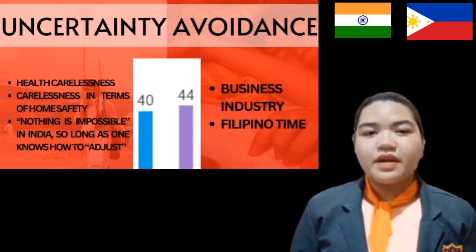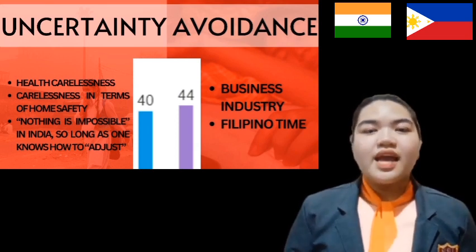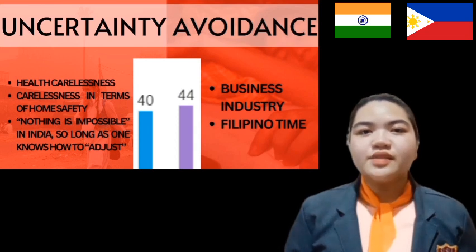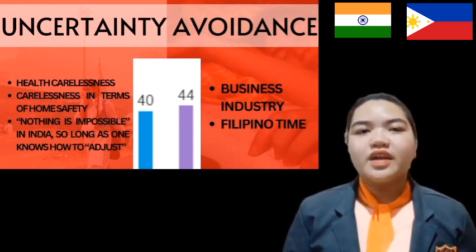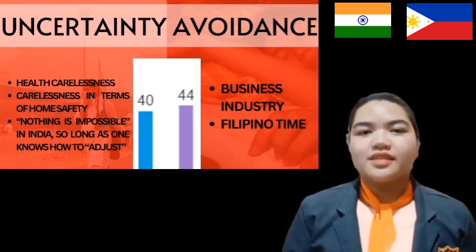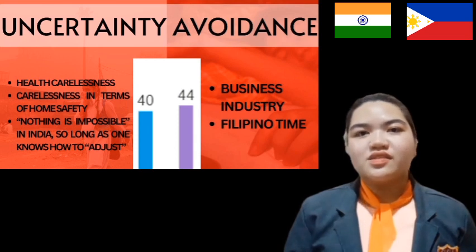For your further understanding, I have some examples. The example is the health carelessness. Based on our readings, more than 90% of India's population lives in areas where air quality is below World Health Organization standards. It is due to their massive industrial population.